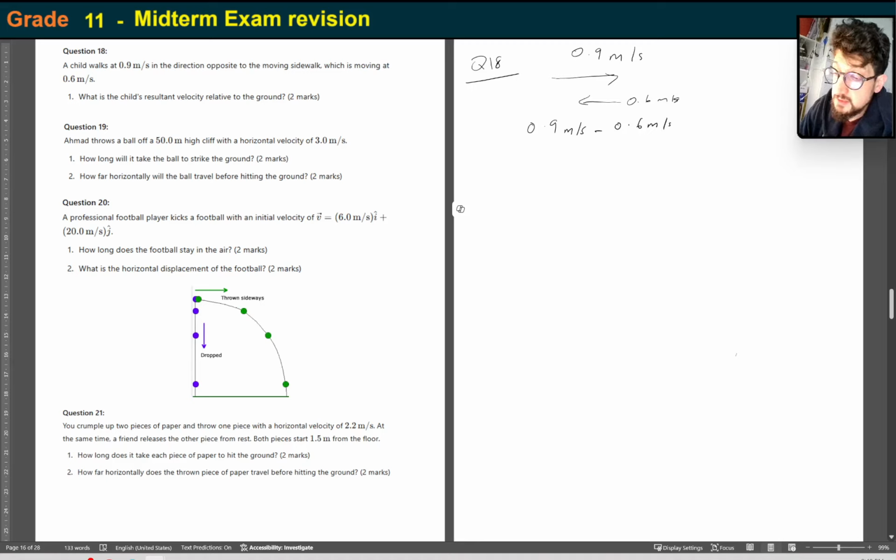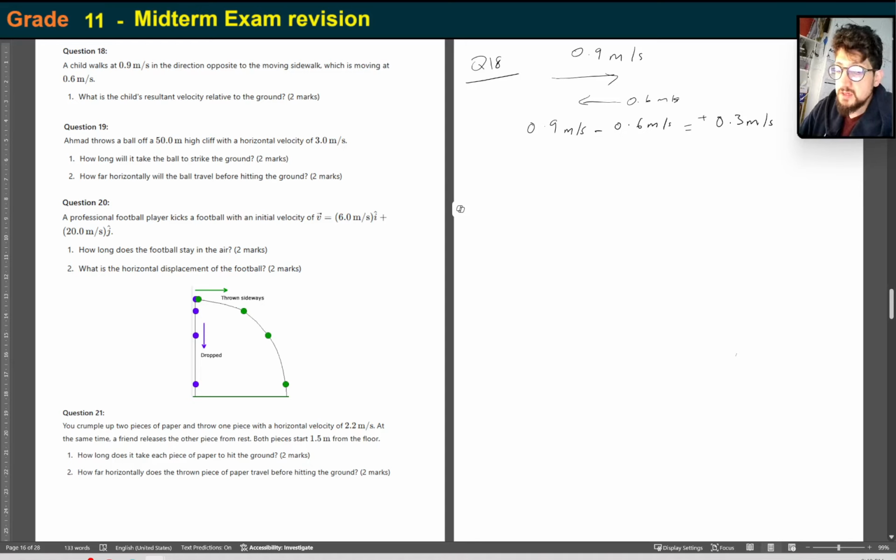And the reason why it's minus is because it's moving in the opposite direction, and obviously it's going to be 0.3 meters per second. The only thing I'm going to add is I'm going to make it positive, and that way, because I don't know the direction, making it positive just means that it's going forward. So the person is going forward at 0.3 meters per second because that's what they started with.